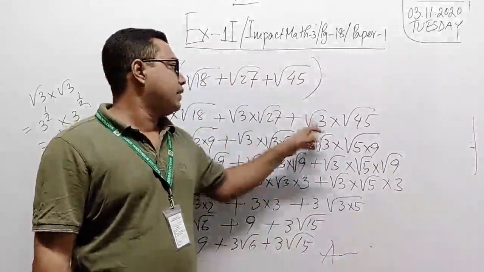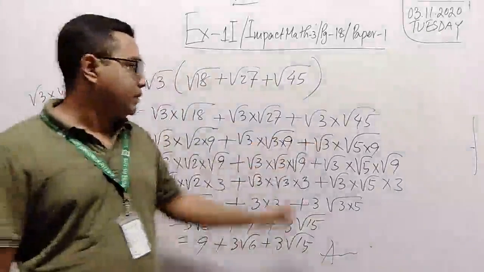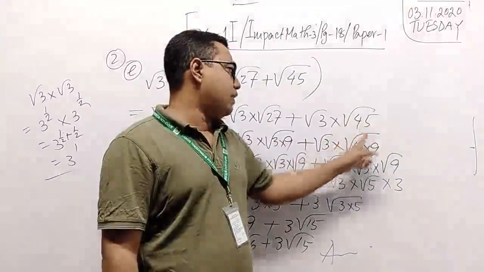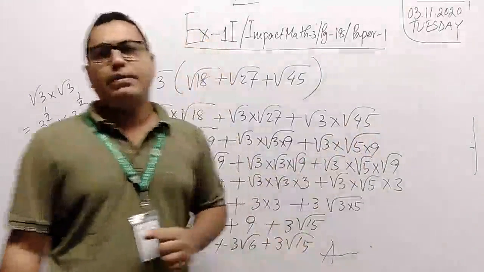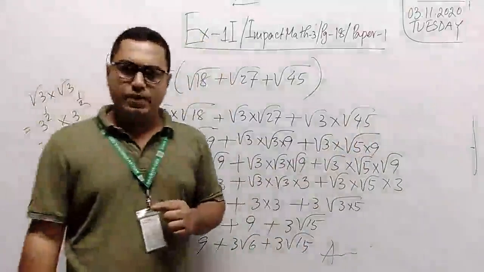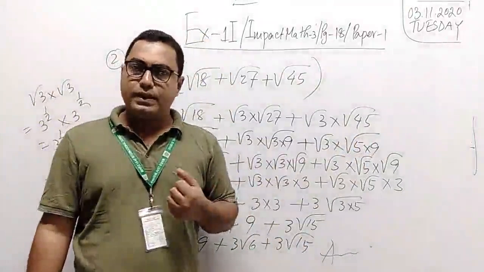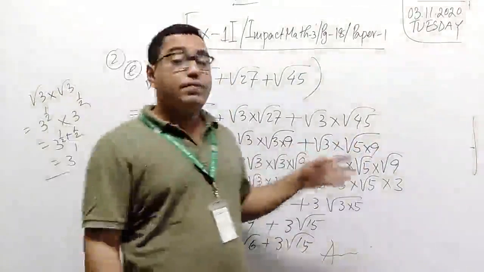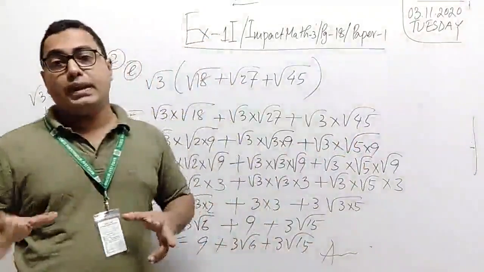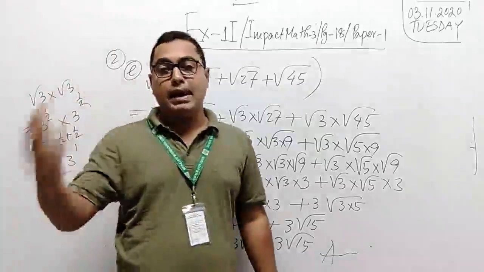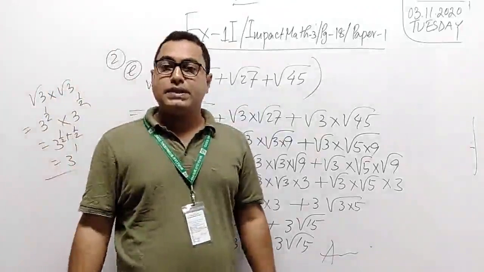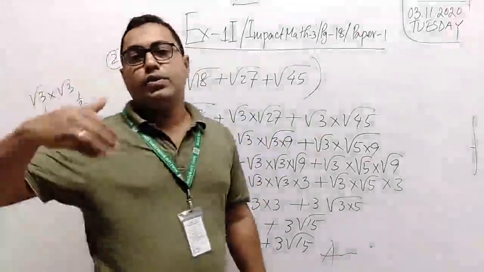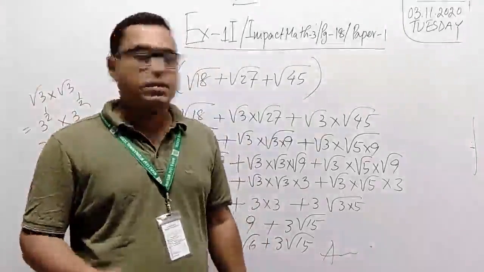Again, square root of 3 into 45. Here square root of 3 will remain the same. Square root of 45 can be represented as 5 into 9. Why are we making 5 into 9? We could write 3 into 15. Why didn't we write it? Because if we write 3 into 15, again we have to make another term for simplification. So that is not wrong, but you have to go a further step.